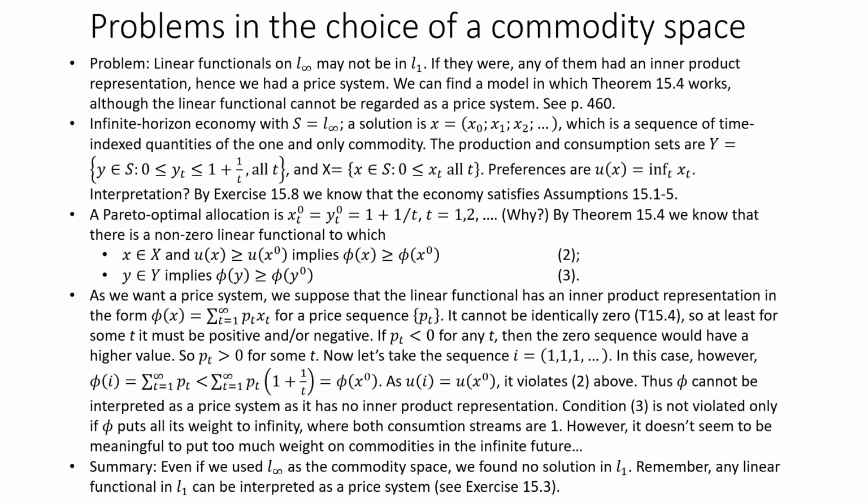So let's turn to page 460. This example is very instructive. We have an infinite horizon economy in which the commodity space is L infinity. In this economy, the solution is an infinite sequence. This sequence consists of time indexed quantities of the one and only commodity. We have production and consumption sets defined in this way, and we have the preferences.